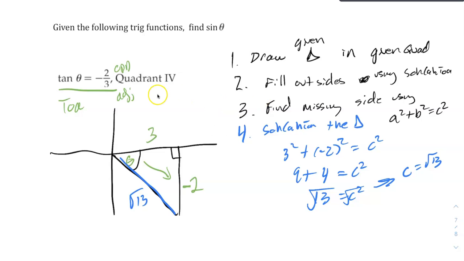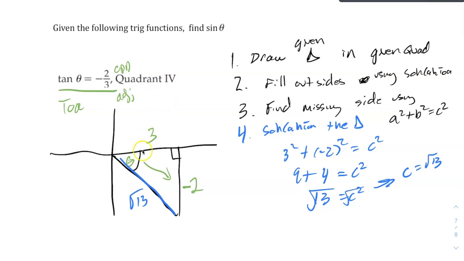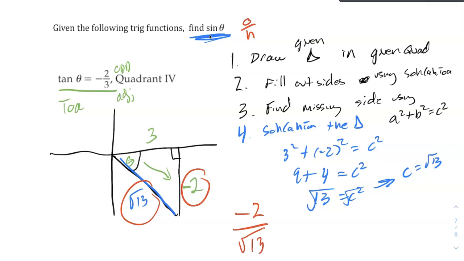That's basically it. What we're doing here is making a triangle with the original one. We're using this to build a triangle, and once we build that triangle, we're done with it. All we do is find the missing side and then do SOHCAHTOA with what they want. In this case, I want sine. Sine is opposite over hypotenuse, so -2 over rad 13. There we go.